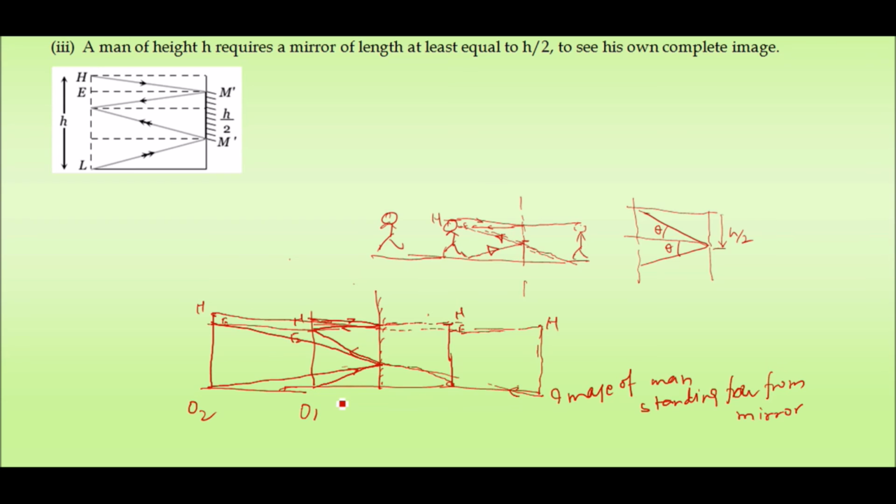So in both cases, we see that a man of height h requires a mirror of length equal to h by 2, no matter where he stays and what the location of the man is with respect to the mirror. So this is the basic concept.